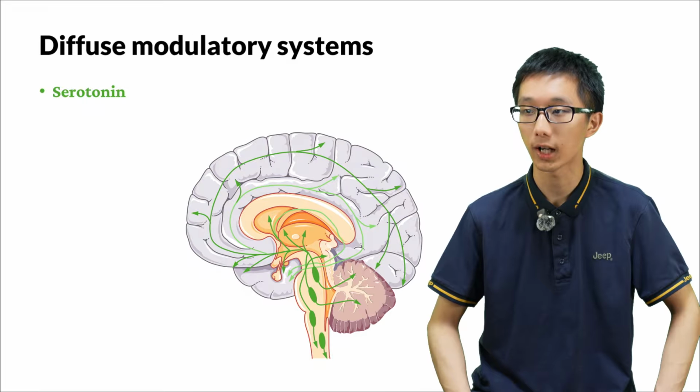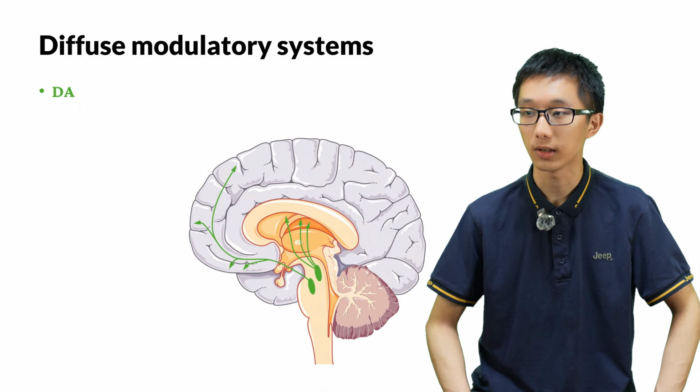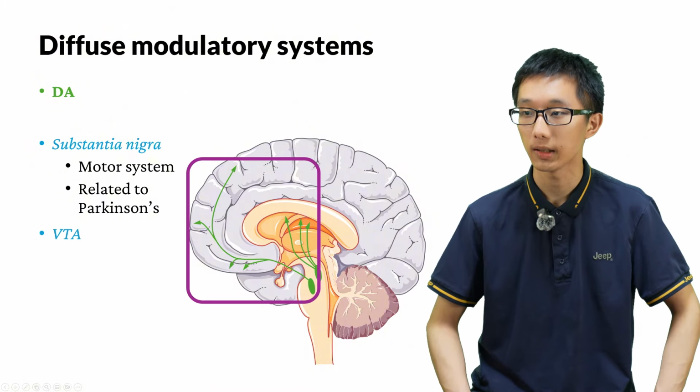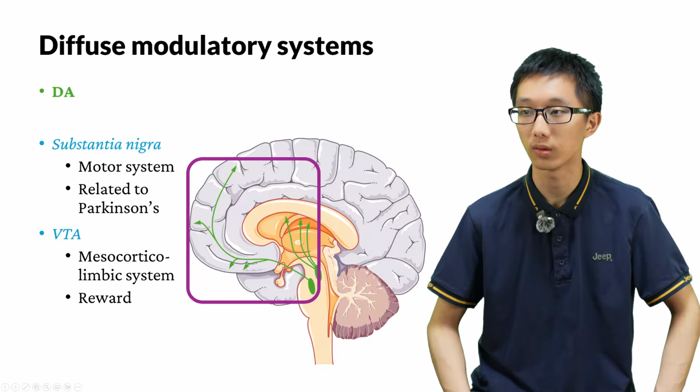Serotonin mainly exists in the raphe nuclei in the brainstem. It mainly modulates mood and emotions. Dopamine exists in two places, the substantia nigra and the ventral tegmental area. In the substantia nigra, it projects to the basal ganglia. This is part of the motor system. A deficiency of dopamine in the substantia nigra is correlated to Parkinson's disease. In the VTA, ventral tegmental area, there is a projection to the forebrain. This is called the mesocorticolimbic system. The system is in charge of reward.